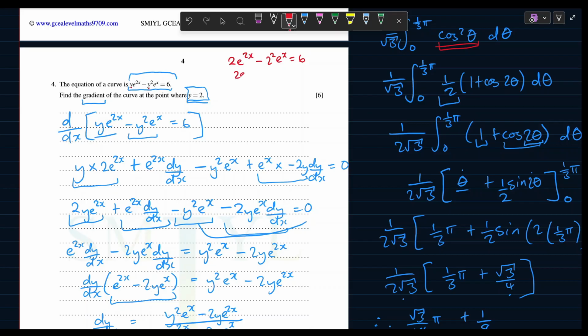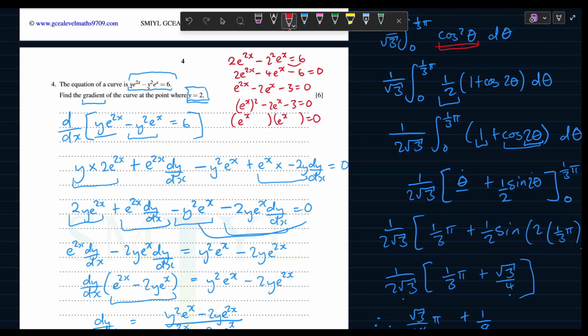So you get 2e to the 2x minus 4e to the x. I'll bring the 6 to the left, so minus 6 is equal to 0. Divide through by 2. So that's e to the 2x minus 2e to the x minus 3 equals 0. Notice how this is a quadratic in e to the x, right? Because you can write this as (e to the x) squared minus 2e to the x minus 3 is equal to 0. So we can solve our quadratic, and here it's a nice one. We can factorize this quadratic.